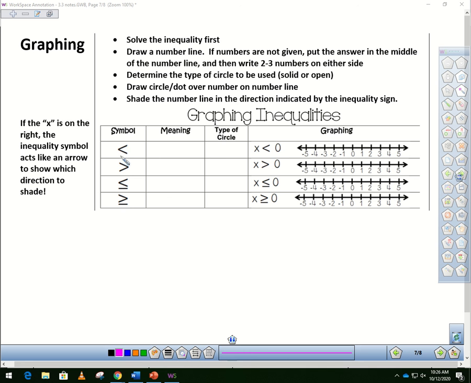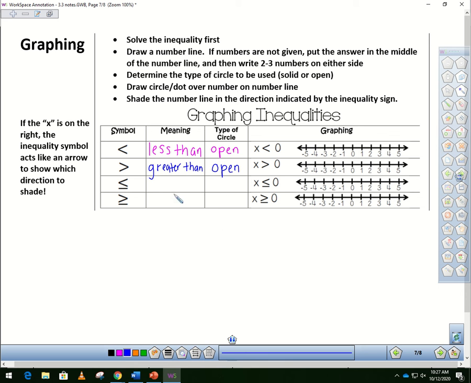So, anybody know what this symbol is? Less than. This is the less than symbol. Great. This is less than, and we use an open circle for this one. This is greater than. And less than was closed. Yes, this one's open. However you want to do it is fine.